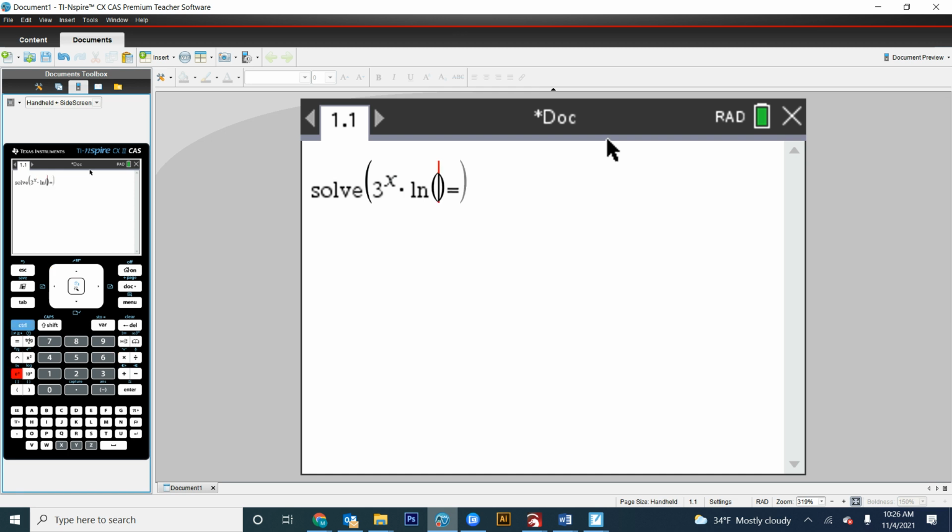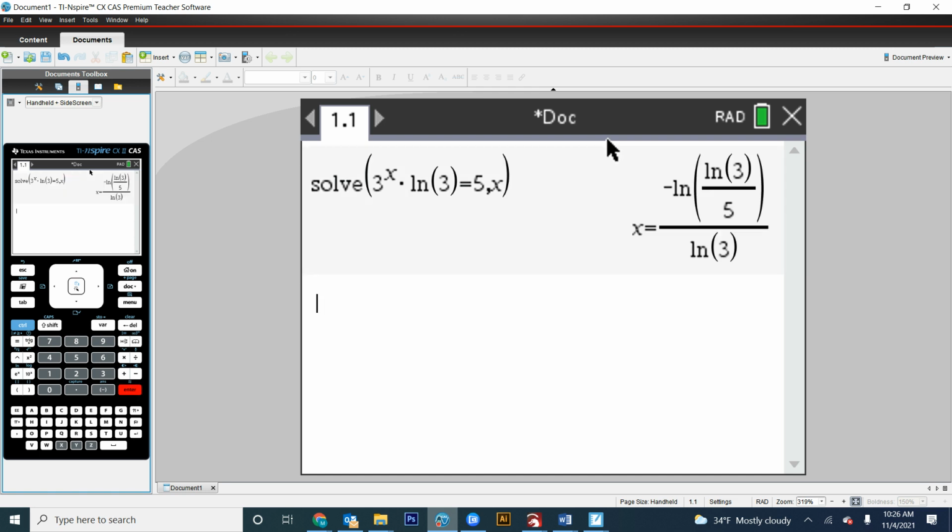Control e to the x is ln 3. I said 3 to the x times ln 3 equals 5. Now, it doesn't know what to solve for, so you have to tell it comma x, with respect to x. So solve means there has to be an equation. We have an equation, comma x. Enter. And it's going to give you some ugly expression. All right, Control Enter will give you the decimal approximation.